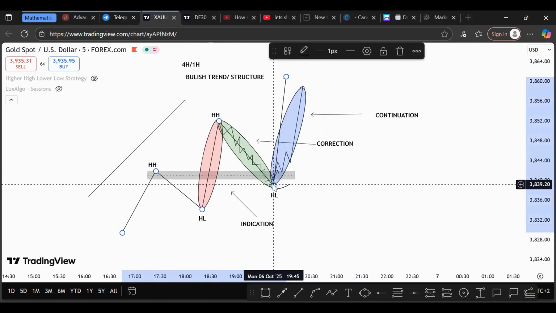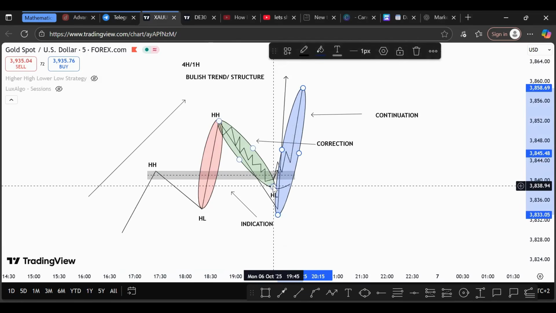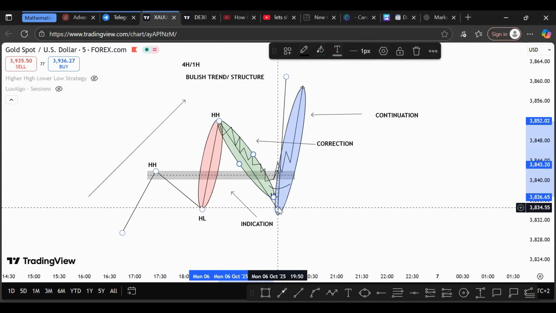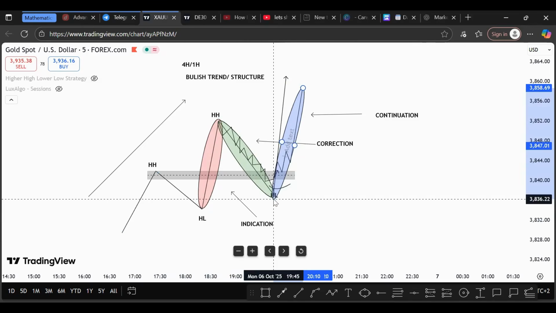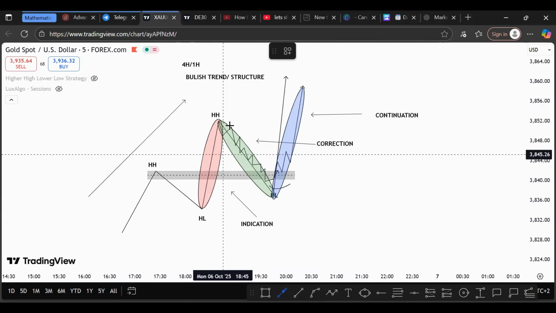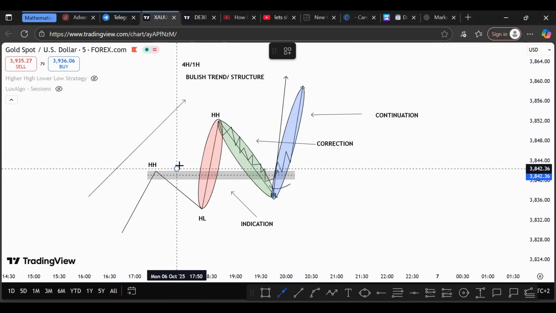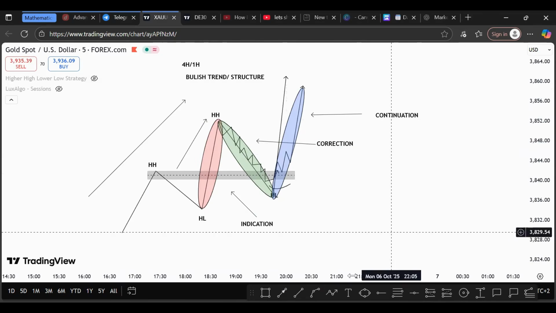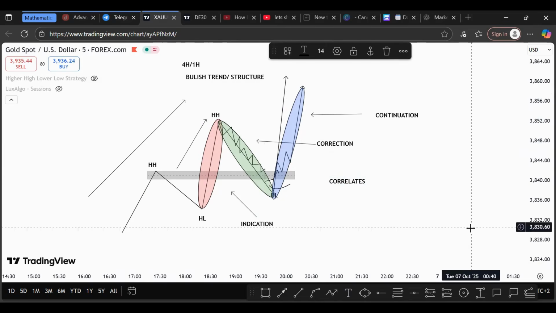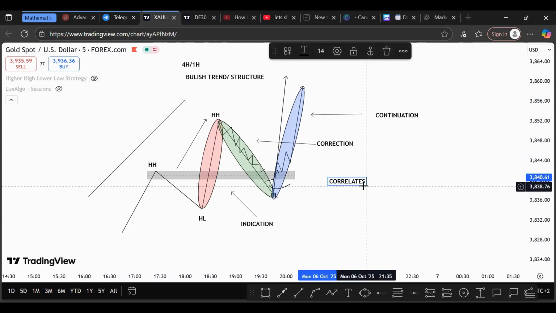I usually prefer that in terms of the correction, if the correction can come up until here, probably not even breaking the higher lows, but into the higher highs. This becomes much easier for me to take the entry, because now I know that because of this indication that happened, anything above this higher high would be bullish. Now the only thing left for me to do is to make sure that everything correlates in terms of time frame, in terms of movement.